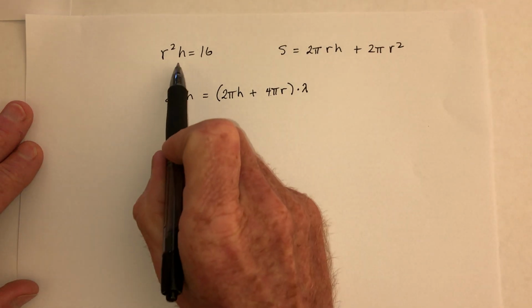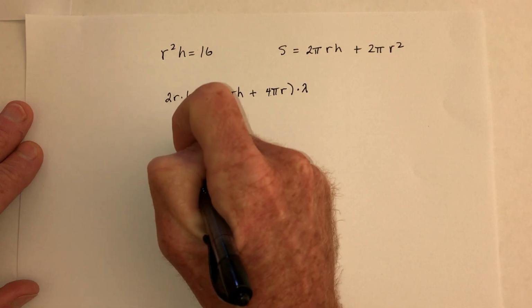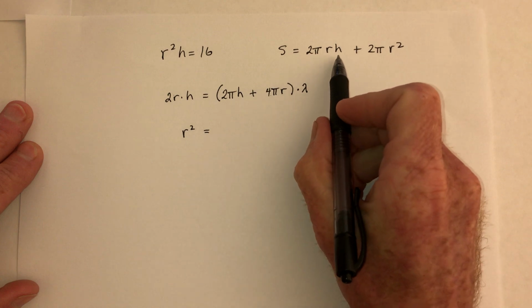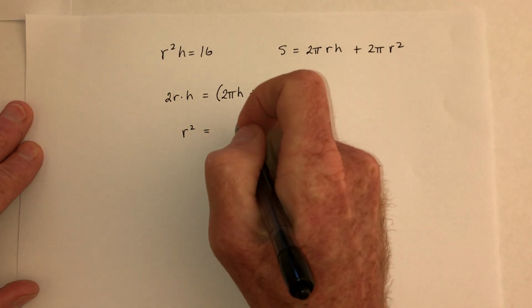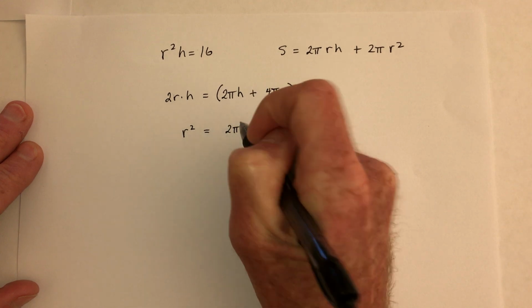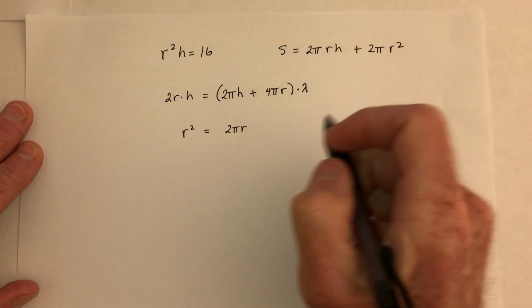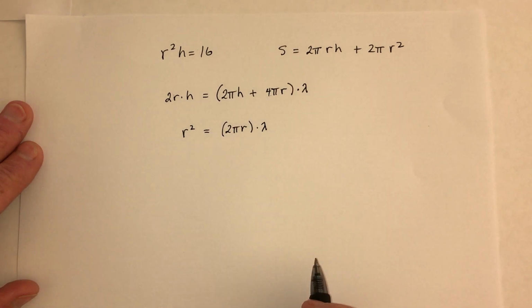Now take the derivative with respect to h. So over here, that's just going to be a 1 times r squared. Take the derivative with respect to h. So this is going to be a 1 times 2 pi r. And the derivative over here with respect to h will be 0. So this is times lambda.